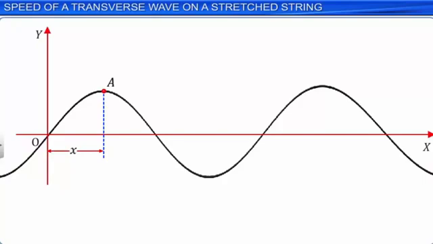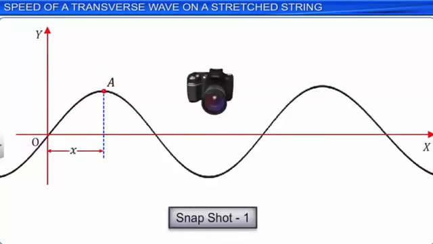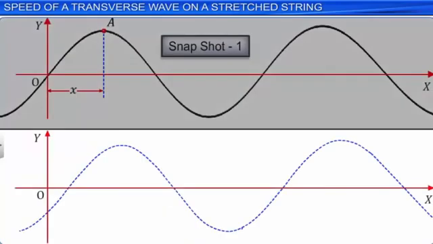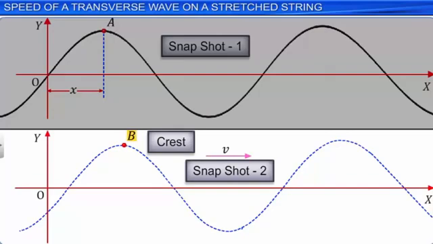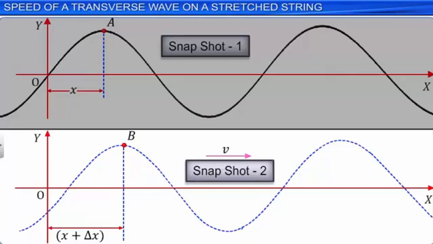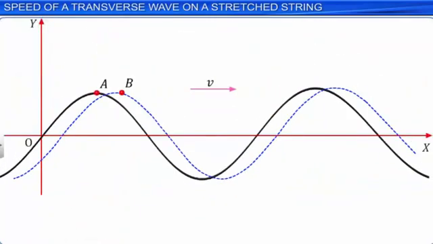We take a snapshot 1 with a high-speed camera showing the waveform. After an additional time delta t, we take another snapshot 2 and mark point B on the crest of the progressive wave. The crest, which was at particle A, has now moved to particle B. Particle B is situated at x plus delta x from the origin O. Now, let's superimpose the two snapshots. During the time interval delta t, the waveform has moved through a distance delta x. Therefore, the speed of the wave is denoted by delta x by delta t.